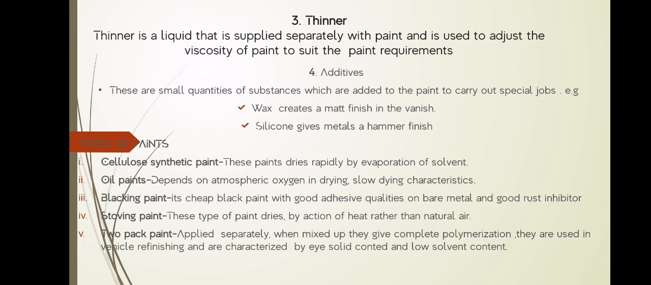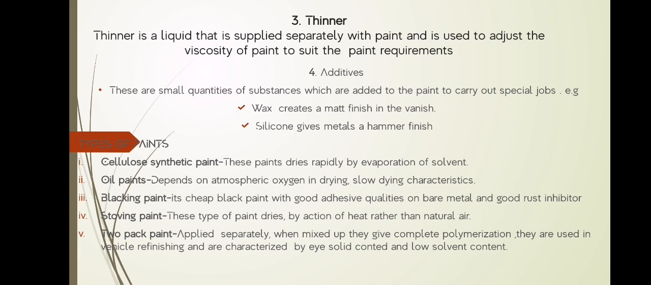Let's look at the types of paints. We have four main types of paint. We have cellulose synthetic paint. These are paints that dry rapidly by evaporation of solvent. We have oil paints. They depend on atmospheric oxygen in drying. They have slow drying characteristics. We have blacking paint, which is cheap black paint with good adhesive qualities on bare metal and is a good rust inhibitor.